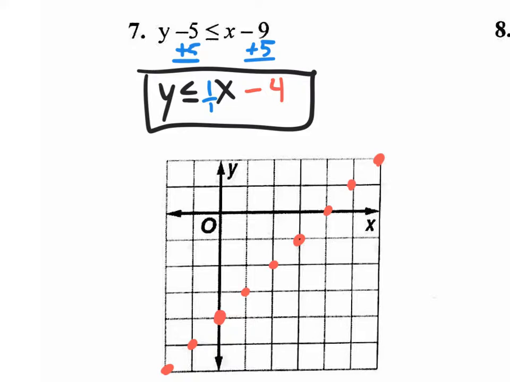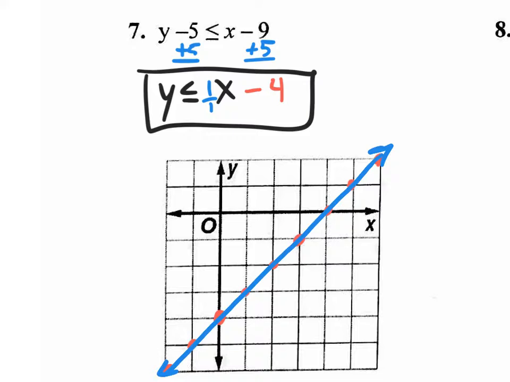Now this one, again, is a solid line because it has a solid line underneath it. So I'm going to do a solid line. If it didn't have a solid line underneath it, then it would not be a solid line. It'd be a dotted line. And our final finishing touch, we need to decide which side to shade. So what do you think?